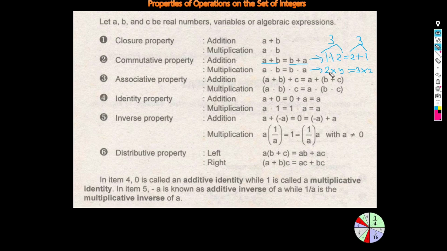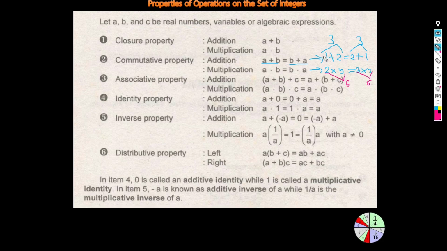For example, 2 times 3 will give you 6, and 3 times 2 will also give you 6. So whatever the order of the numbers in the multiplication operation between two numbers, like 2 and 3, it will still give you the same product or the same answer, right?